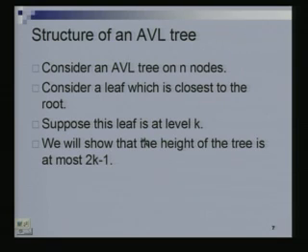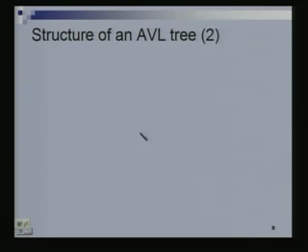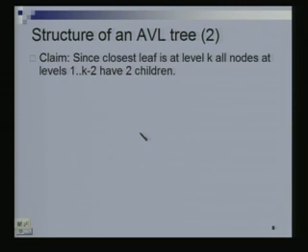Okay, so we just argued that if the closest leaf is at level k, then the height of the tree is no more than 2k minus 1. That is the largest possible height the tree can have.